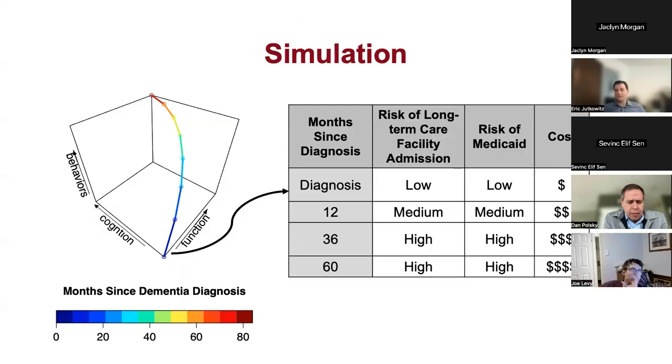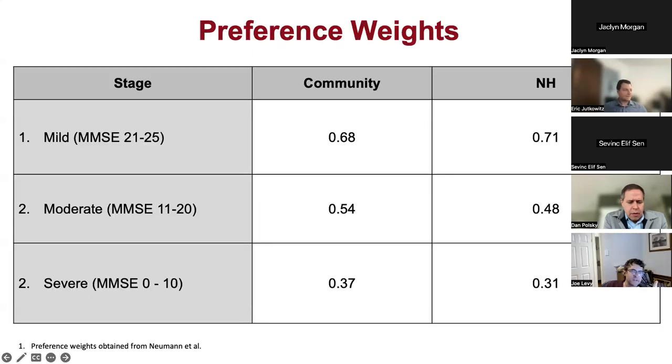Eric, can you look at that by age? I noticed that the nursing home preference weights are actually higher for mild than community. What's going on there? You know, this comes from table 3 in his paper. And so I think it's just that he didn't break it out by age. We've noticed that in the past, and we're not 100% sure why that's the case.